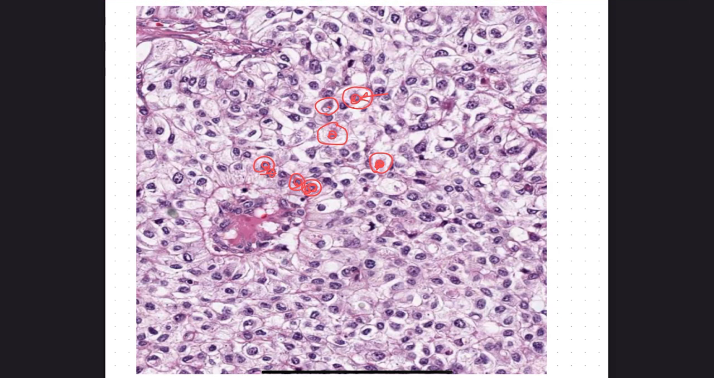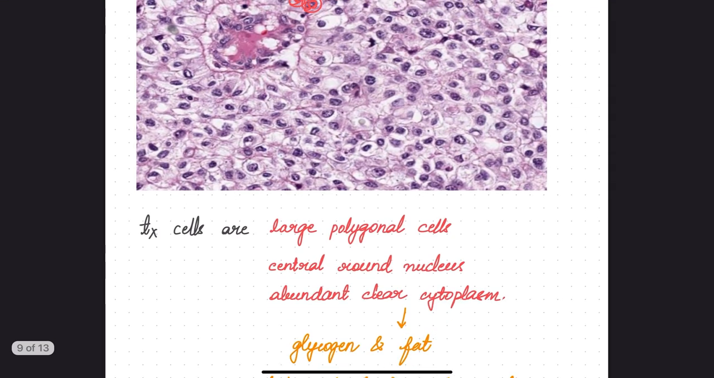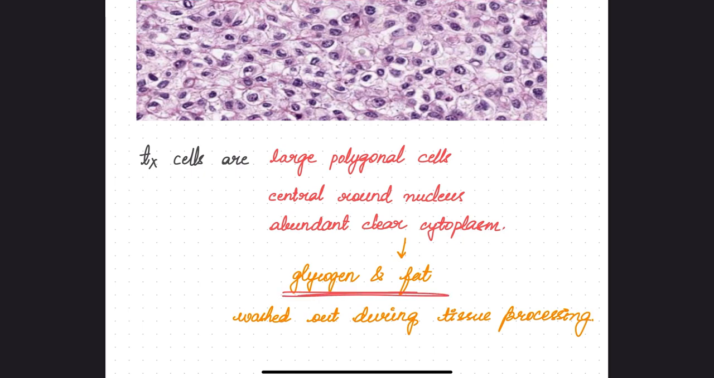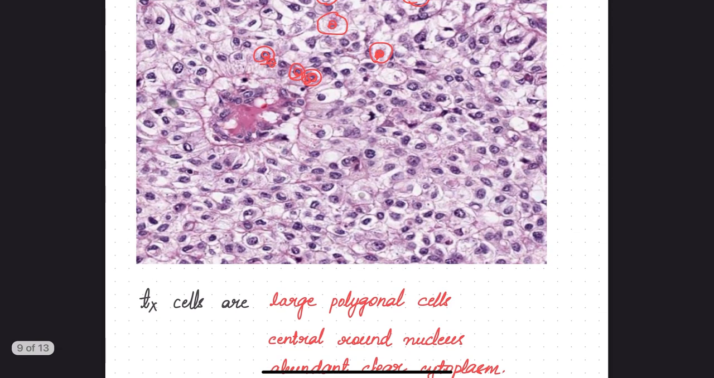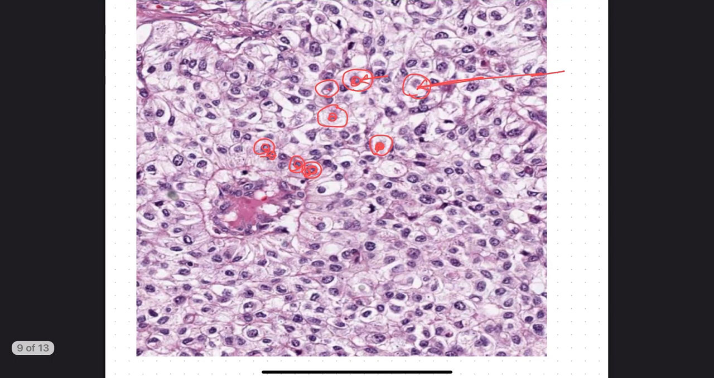You can't find any color in the cytoplasm. The cytoplasm is very clear. It is colorless because these cells are rich in lipids and glycogen, which are washed out during tissue processing with formalin. Hence, the cytoplasm is not stained under H&E. You find this pale, clear cytoplasm, hence the name clear cell variant.